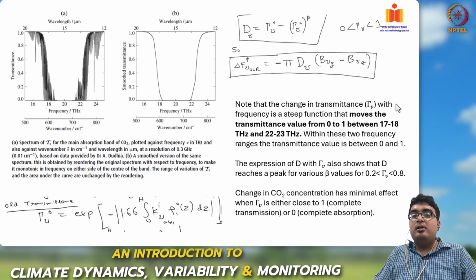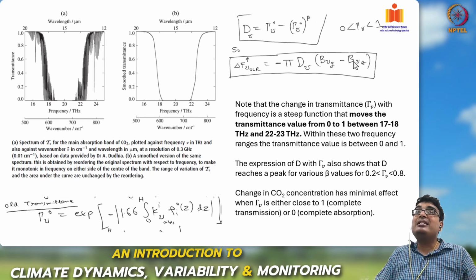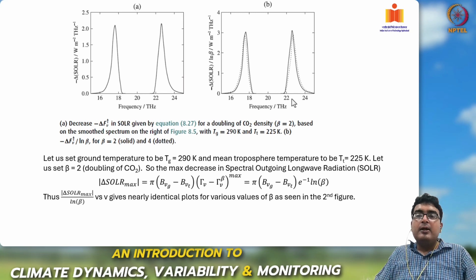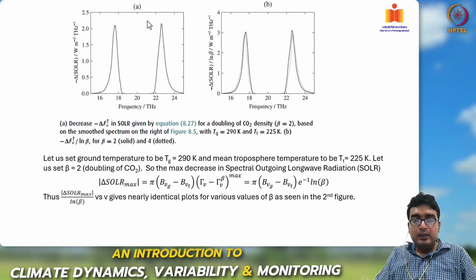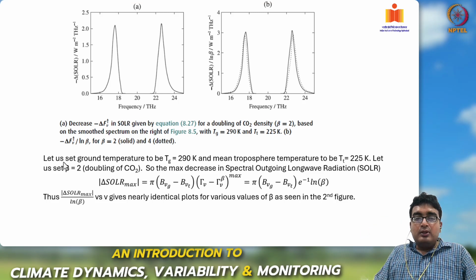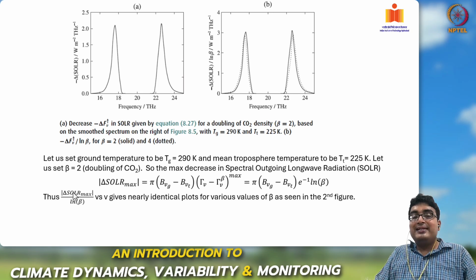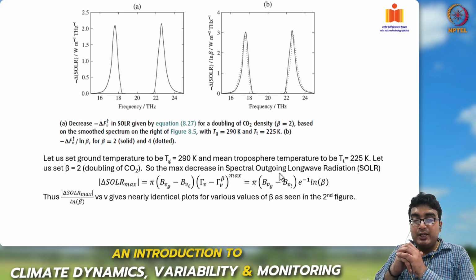A more complicated model will of course have a far more complicated value of this black body radiation intensity due to the troposphere. Okay. But based on that, we can evaluate these expressions and we see that the maximum change in SOLR is happening exactly at around 18.5 or 23.5, where the transmittance is 0.5. Okay. So let us set ground temperature to be 290 kelvins and mean troposphere temperature to be 225 kelvins. Let us set beta equals to 2, doubling of CO2. So the max decrease in spectral outgoing long wave radiation is given by this expression here.